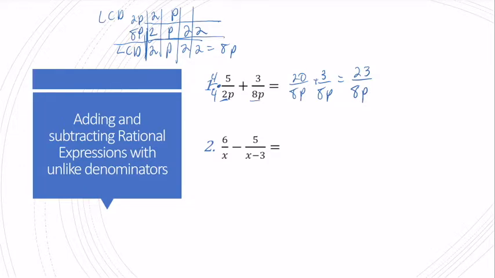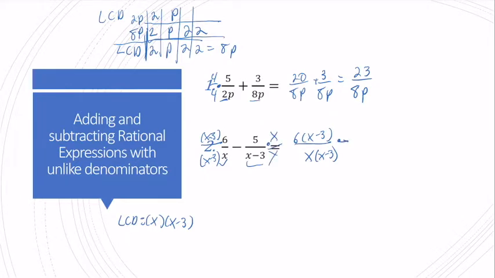Next, if I have 6 over x minus 5 over x minus 3, the least common denominator, because each of these is prime, is going to be x times x minus 3. So on the left, I'm going to multiply by x minus 3 over x minus 3. That's going to give me 6 times x minus 3 over x times x minus 3. On the right, I'm going to multiply by x over x. Remember, harnessing the power of 1. That's going to give me 5x over x times x minus 3.